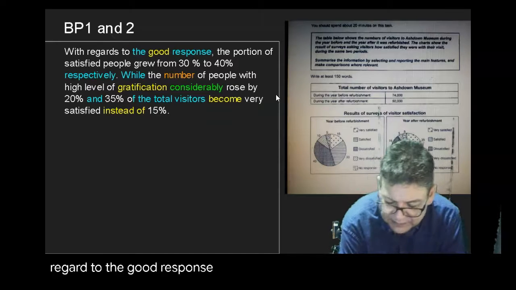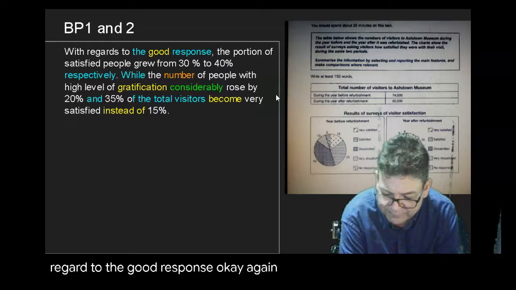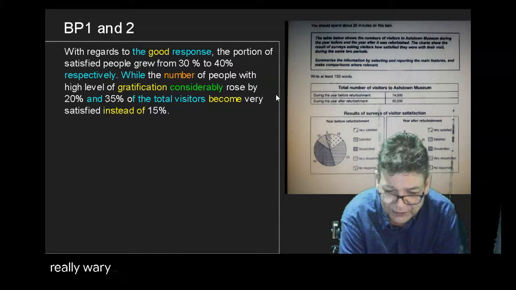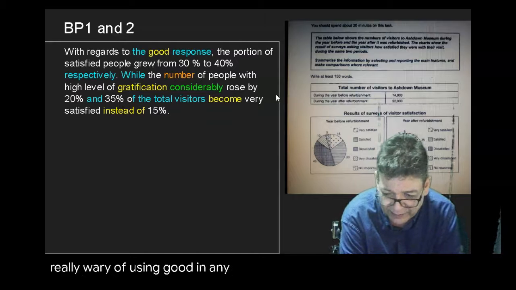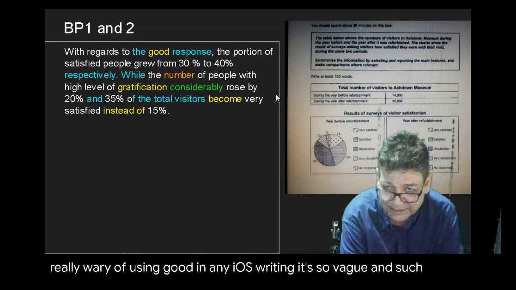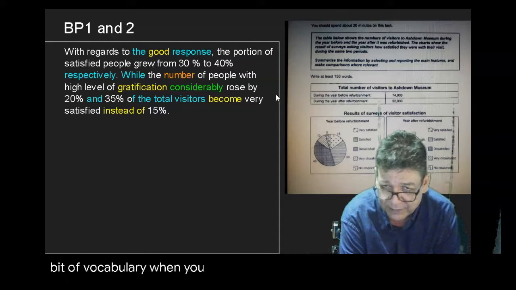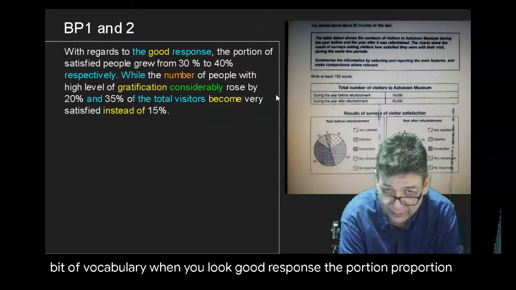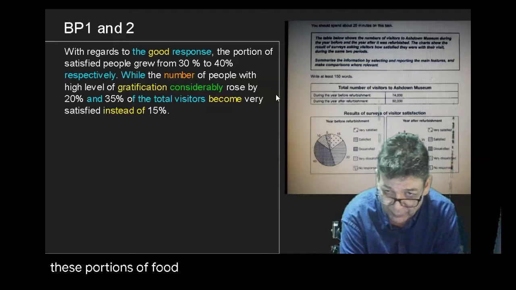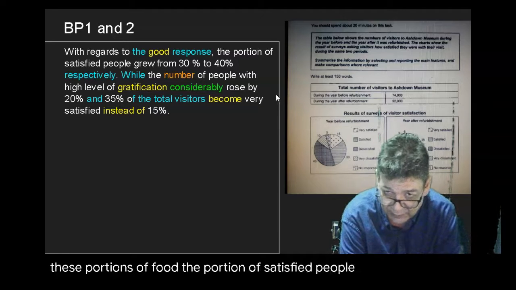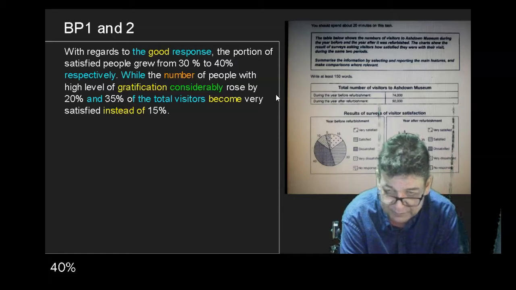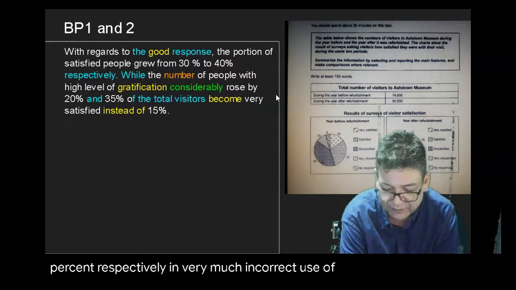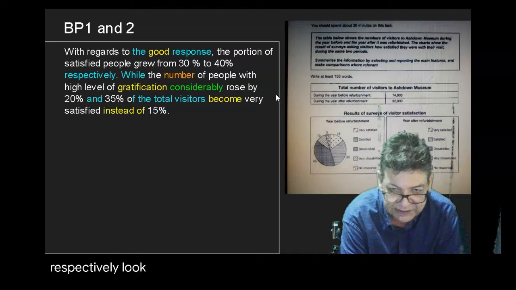The good response. Okay. Again, don't use the here, and good. Be really wary of using good in any IELTS writing. It's so vague and such a basic bit of vocabulary. What do you mean? The good response. The portion, proportion. We use portions with food. The portion of satisfied people grew from 30 to 40%, respectively. A very much the incorrect use of respectively. Respectively, look it up. It's not that.